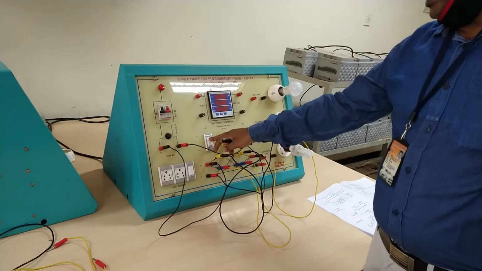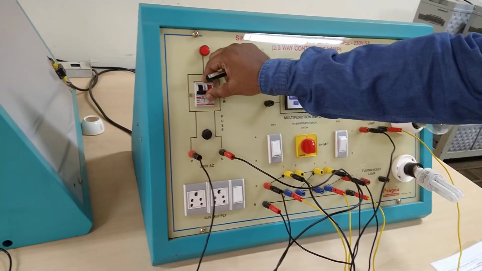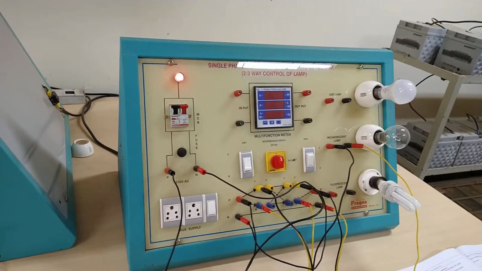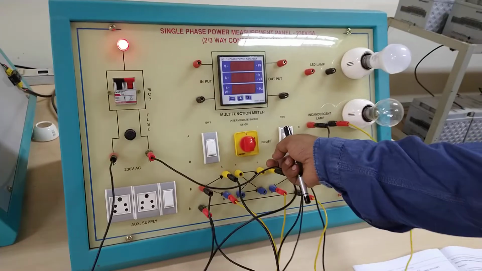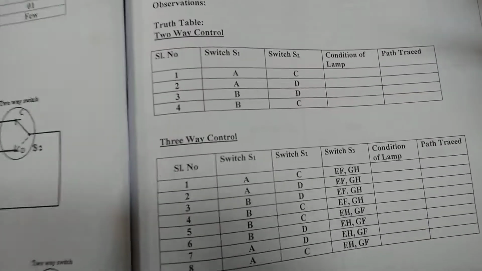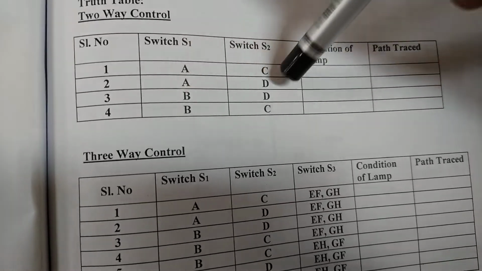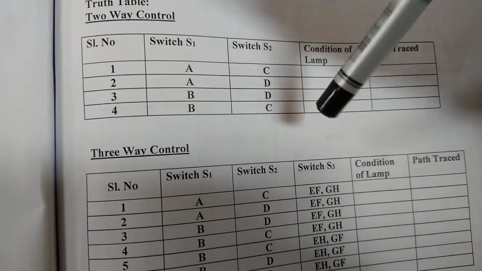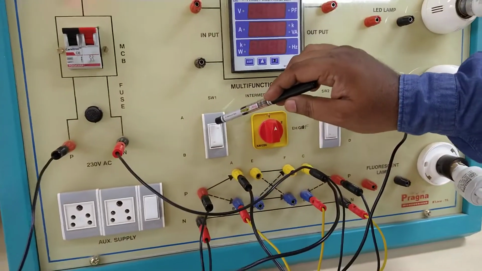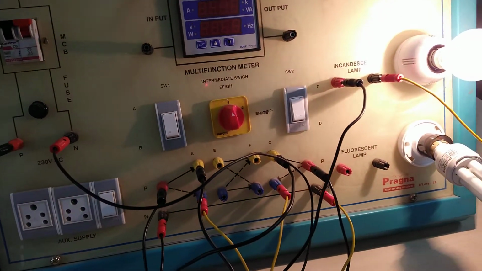So this is SW1. This is in A position. I will switch on the supply. When this is in A position, you can see here the different positions of the switches S1 and S2: first AC, next AD, next BD, next BC. So first is AC. S1 is A and S2 is C. So the lamp is on.